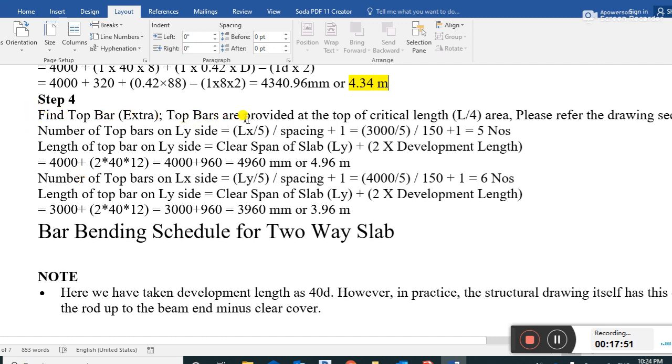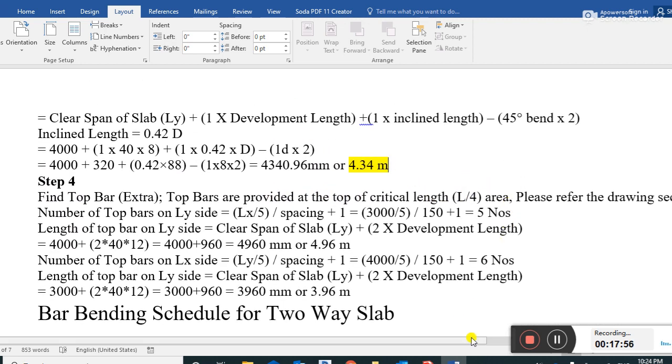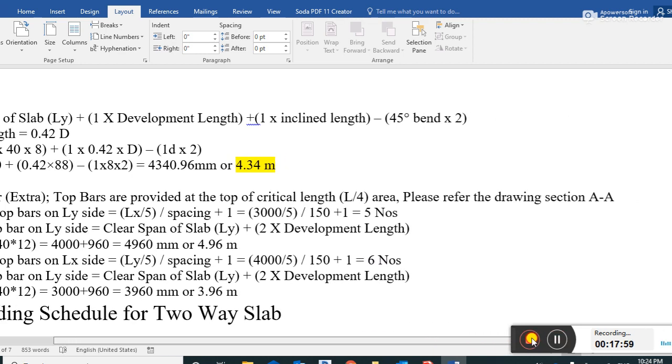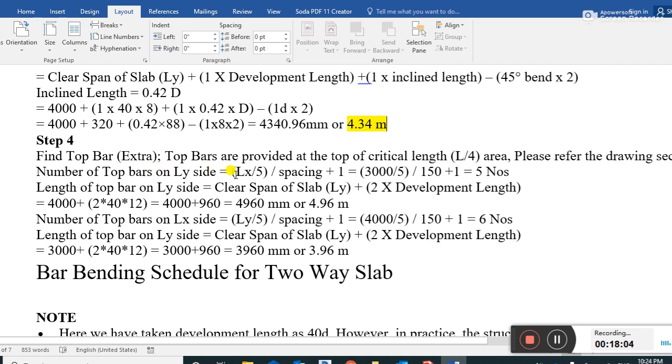Step number 4, find top bar extra. Top bars are provided at the top of the critical length Ly by 4. Area refers to the drawing section AA. Number of bars on Ly side is Lx divided by 5 spacing plus 1, 5 numbers. Guys, length of the top bars on Ly side is clear span of slab Ly plus 2 into development length. After putting all values, the number of top bars on Lx side is 6 numbers.